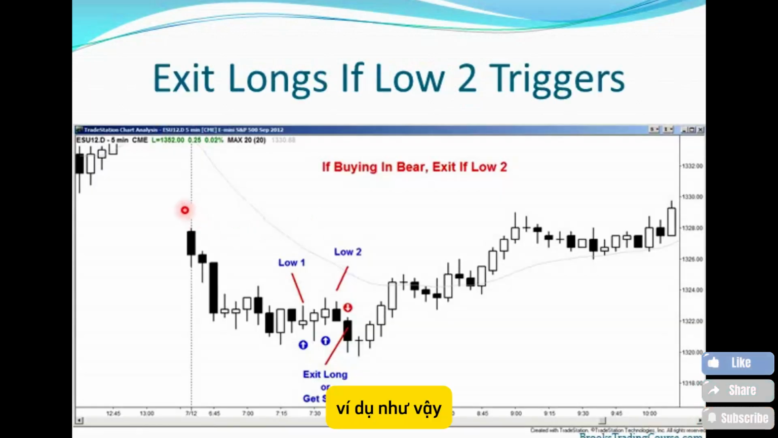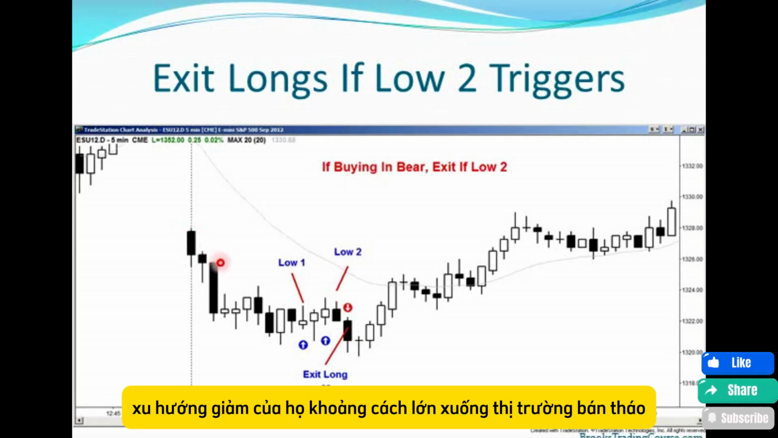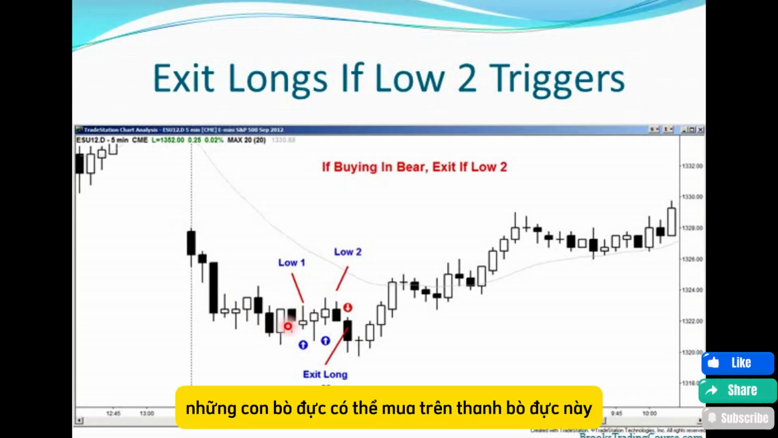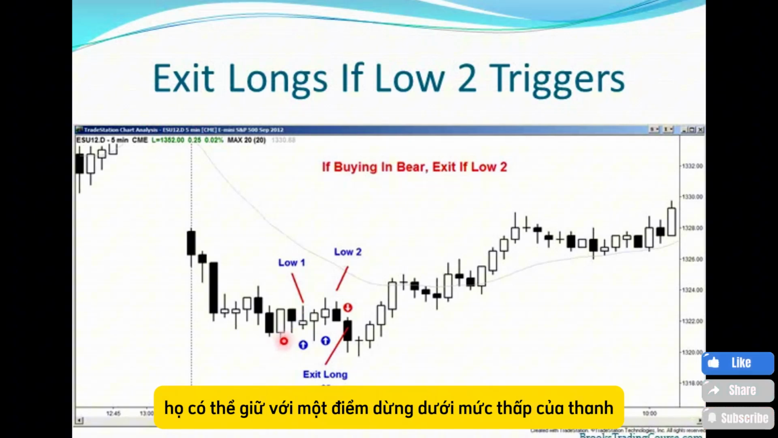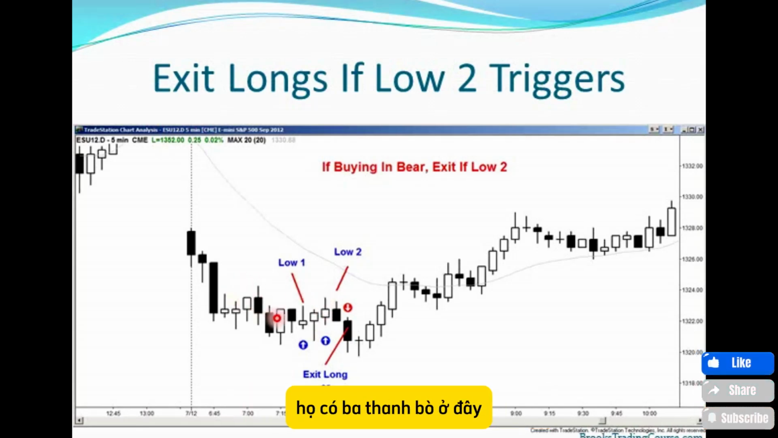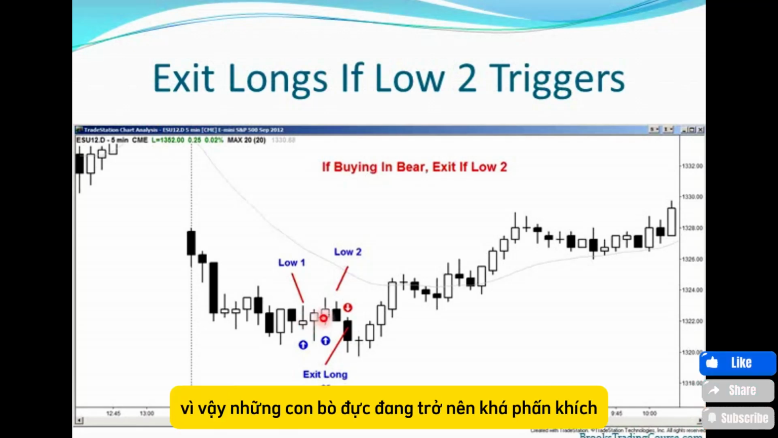So for example, in a bear trend, big gap down, market selling off, the bulls might buy above this bull bar. And then they may hold with the stop below the low of the bar, and they'll allow the market to go against them one time. It did right here. And now the trend is resuming again, and they're getting pretty excited. They had 3 bull bars here, strong bull bar here, 3 bull bars here.